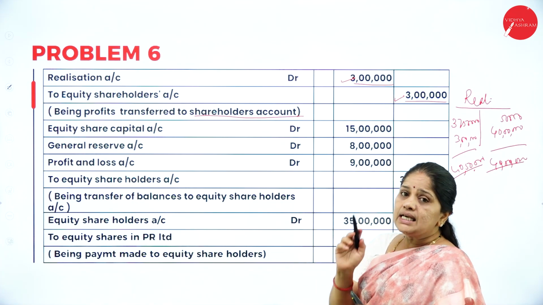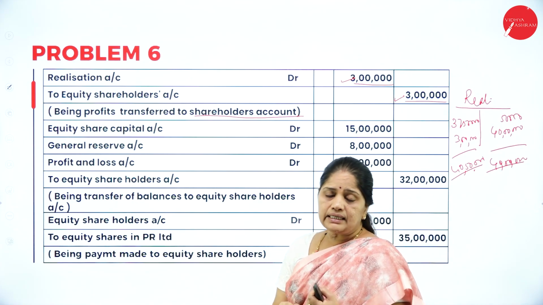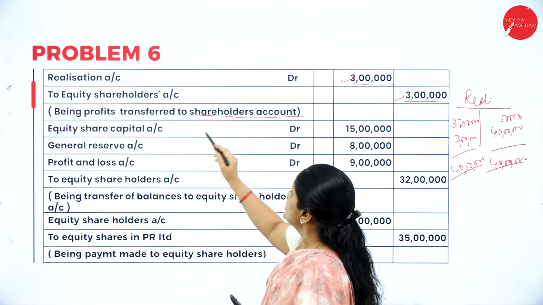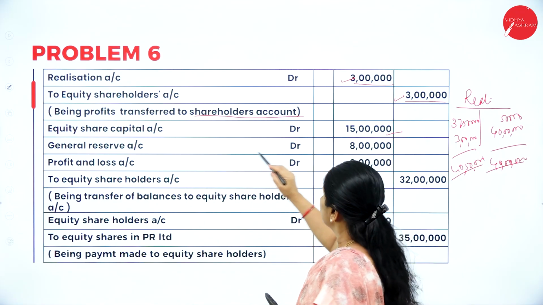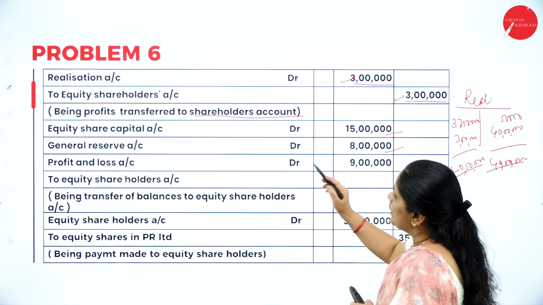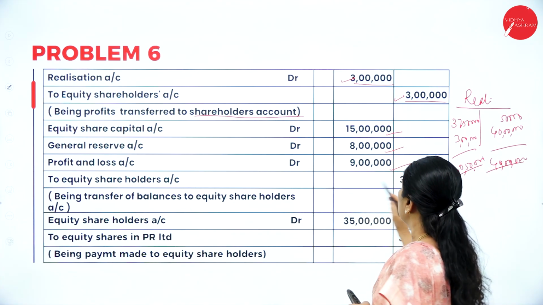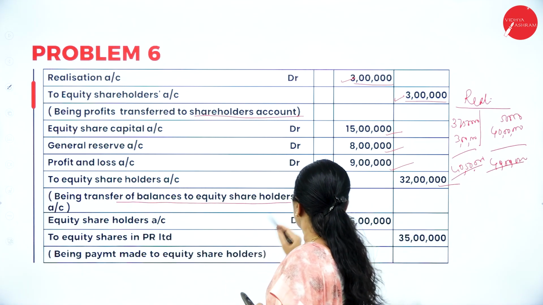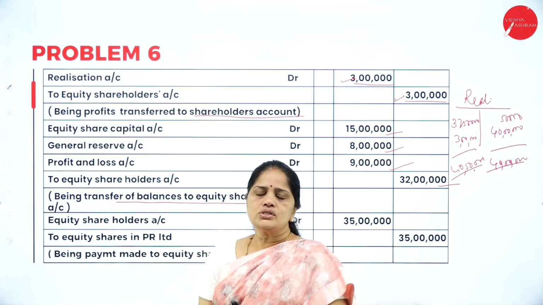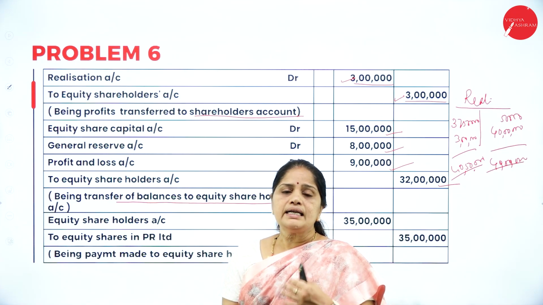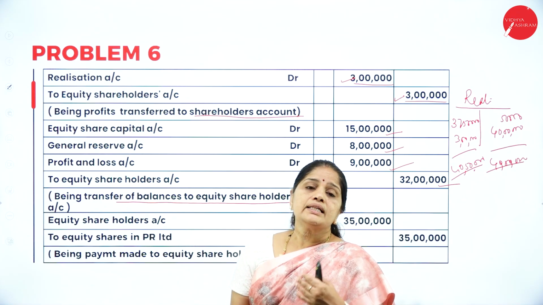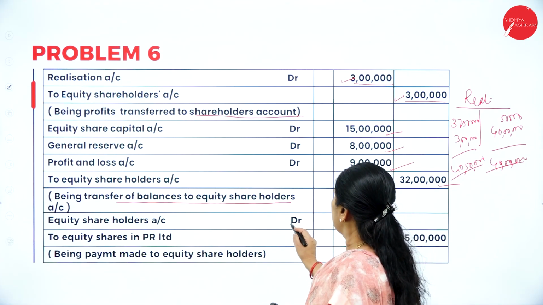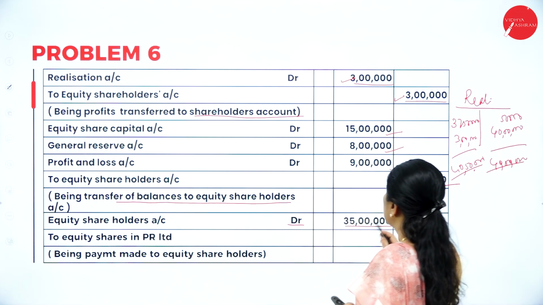Then the next is the equity shareholders, they are entitled to get back the capital and all the reserves of the company. So equity share capital account debtor 15 lakhs, general reserve account debtor 8 lakhs, profit and loss account debtor 9 lakhs, to equity shareholders account 32 lakhs, being transfer of balances to equity shareholders account. So whatever is the rest of the funds and the capital remaining in the balance sheet, they are being transferred to equity shareholders account.